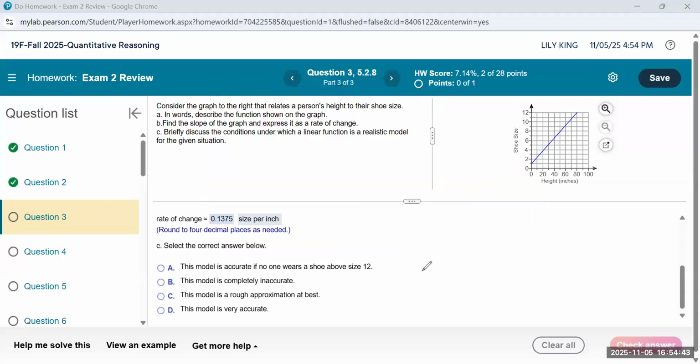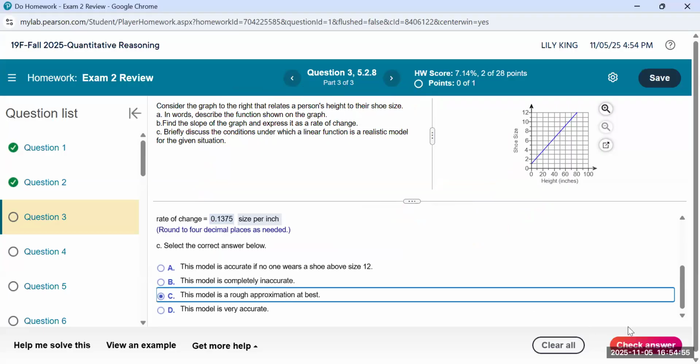Now, to discuss the conditions under which a linear function is a realistic model for the given situation, the model is a rough approximation at best. It's not very accurate because these are all predicted values, and we cannot say it's completely inaccurate. It's close to the exact value, but it's not exact. So the correct answer choice is the model is a rough approximation at best.